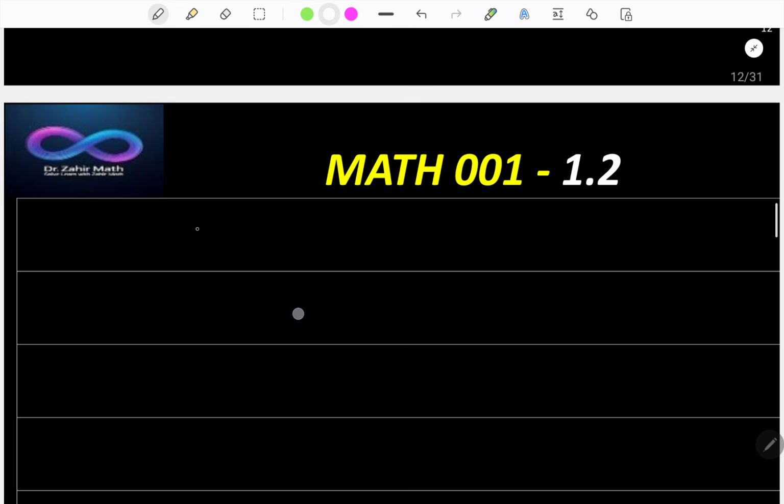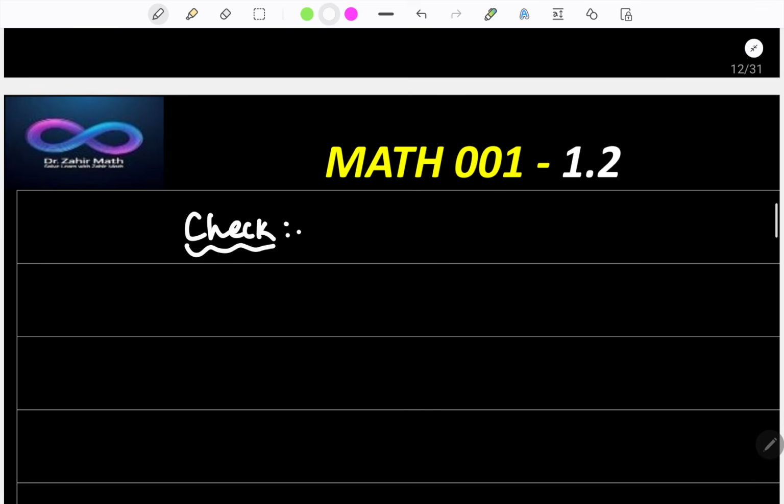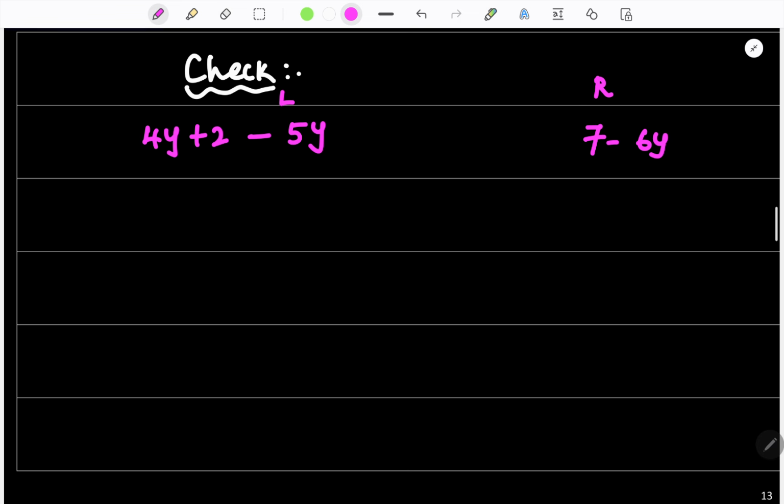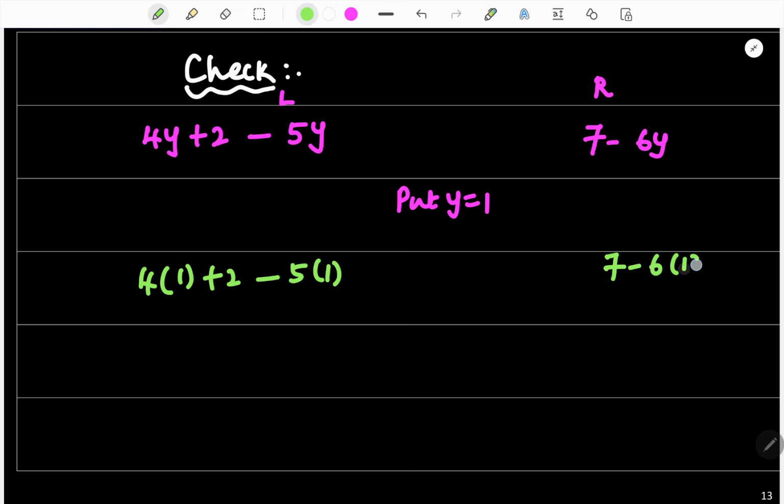Right. So what are we going to do? We are going to check whether the solution is correct or not. The left side is 4y + 2 - 5y. The right side is 7 - 6y. Now we put y = 1. When I put y = 1, the left side is 4 times 1 plus 2 minus 5 times 1, and the right side is 7 minus 6 times 1.